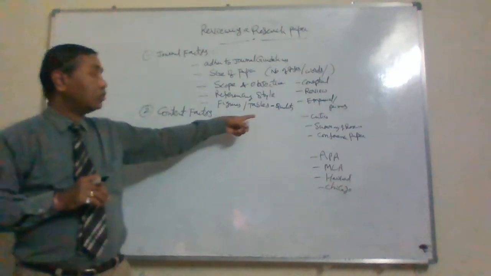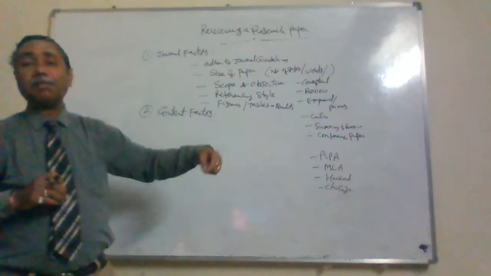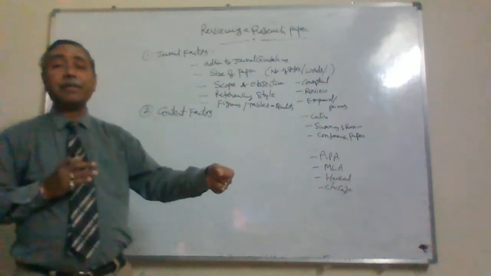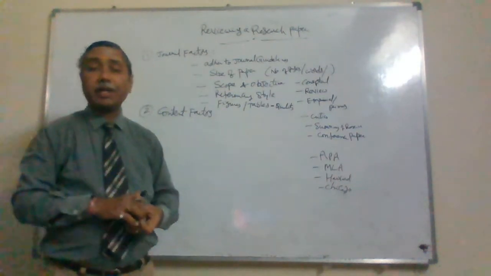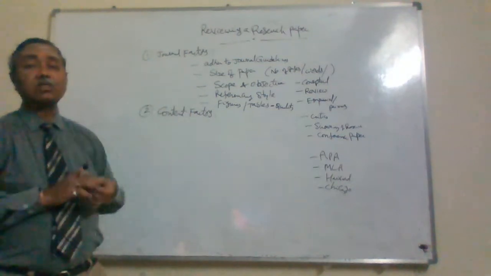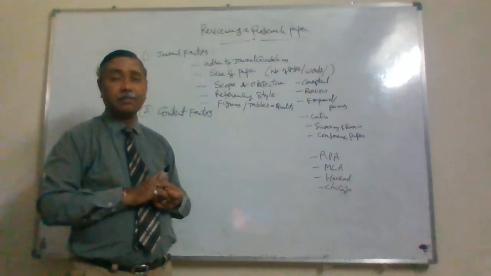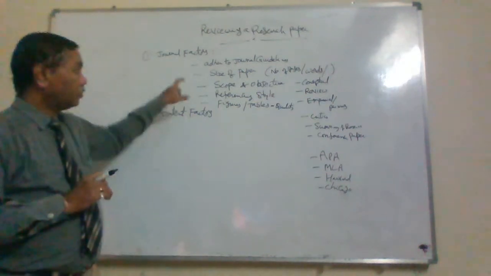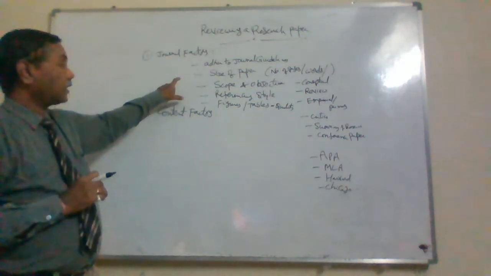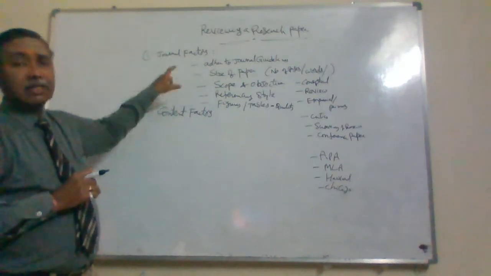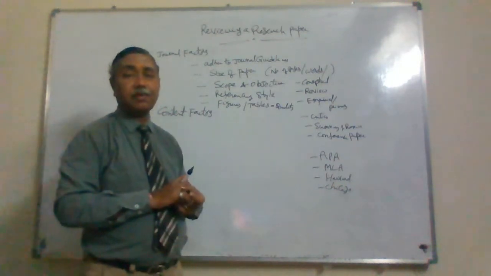So you have to do a comparative study. Are the published papers and this submitted paper of the same quality that the journal is going to accept? As a reviewer, we have to look at that also. We have to examine that, right? So these are the journal factors when we are reviewing a paper.